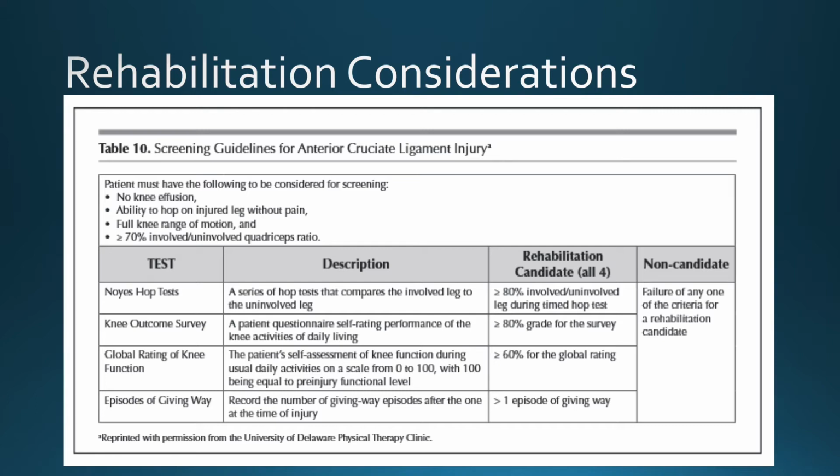So after they were qualified for the screening, the tests include the hop tests. Now for these, the author did have the patients wearing a knee brace during the hop tests. We had the knee outcome survey, and for this, the patient had to have a greater than 80% grade for the survey, the global rating of knee function greater than 60%, and the episodes of giving way no more than 1 episode of giving way. So they were considered a non-candidate if there was a failure of any one of the criteria for the rehabilitation. So then rehab candidates were defined as patients who met all 4 of those criteria.